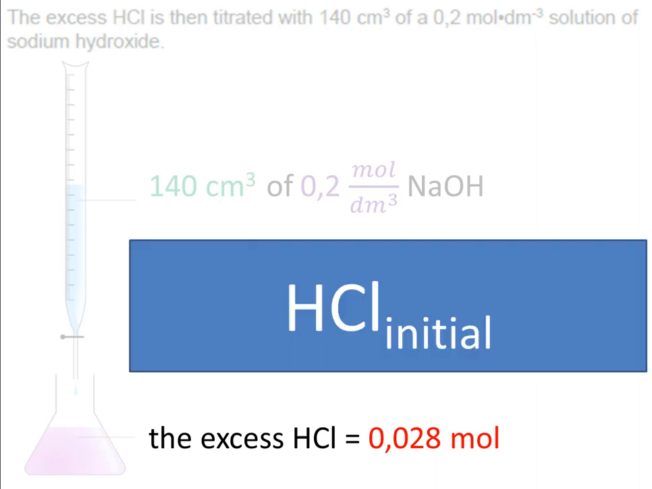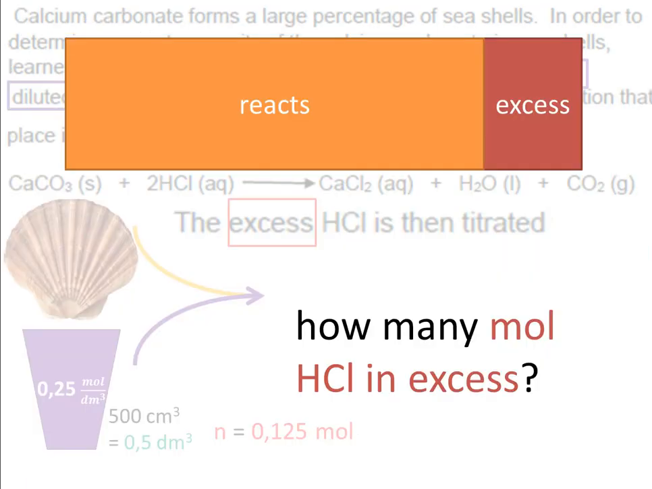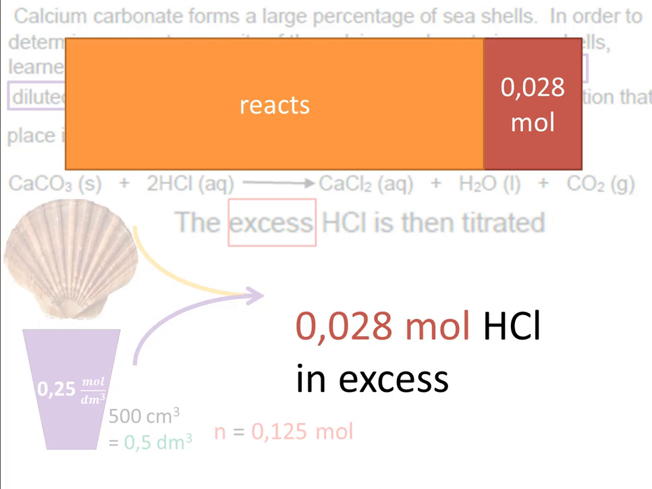Remember that right at the beginning, we started with a certain amount of HCl, and some of this reacted with the shells, and some of it was left over. In other words, some of it was in excess. And now we know how much was in excess, 0,028 mole. Previously, we had asked ourselves this question: how many moles of HCl in excess? Now we know the answer, 0,028 mole HCl in excess.